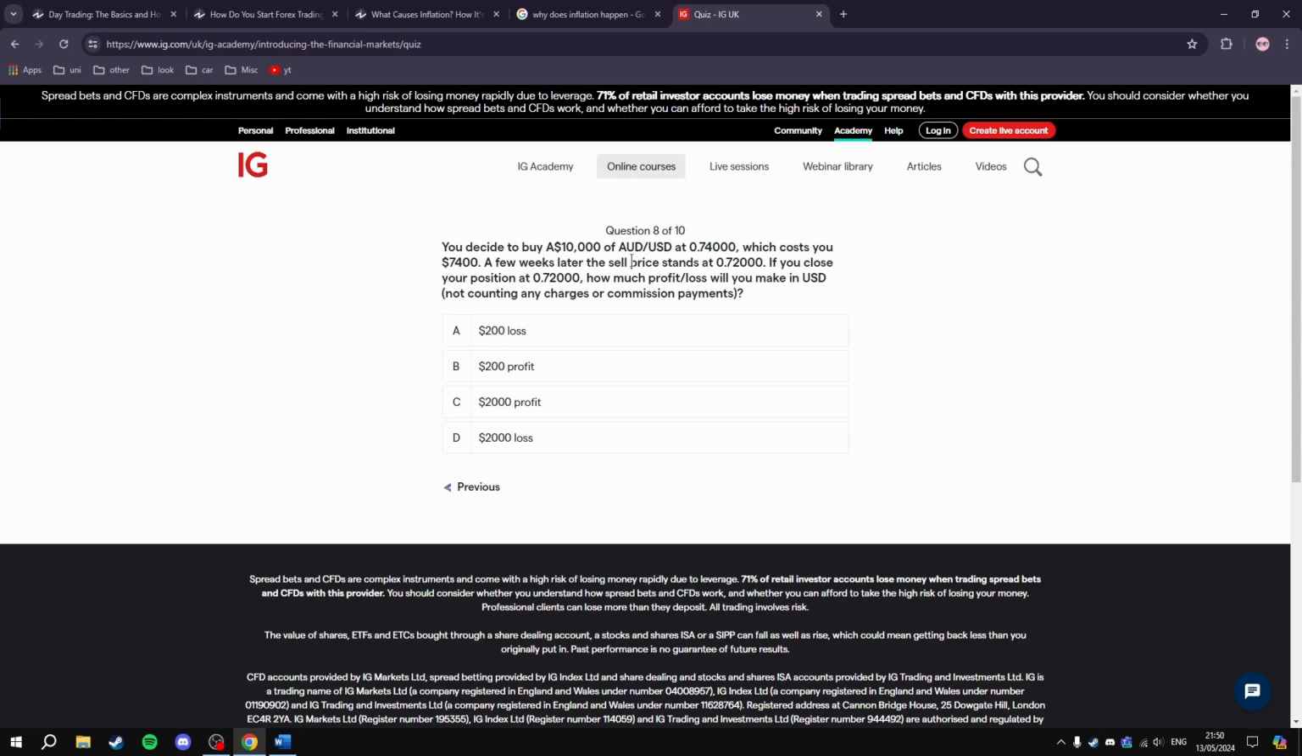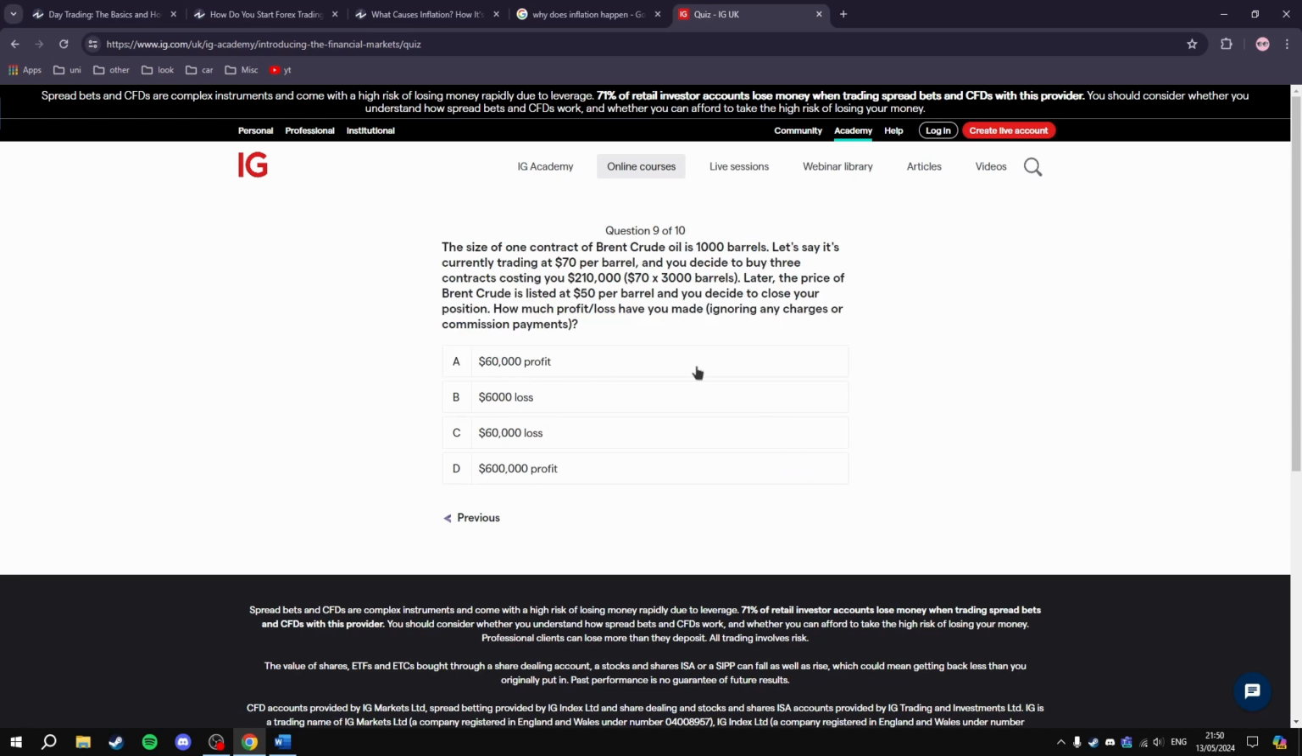You decide to buy $10,000 of AUD USD at 0.74, which costs you 7,400. A few weeks later, the sell price stands at 0.72. If you close your position at 0.72, how much profit or loss will you make in USD, not counting any charges or commissions? Well, this is going to be a loss because the price drops. So 0.72 minus 0.74 times 10,000. That's a $200 loss.